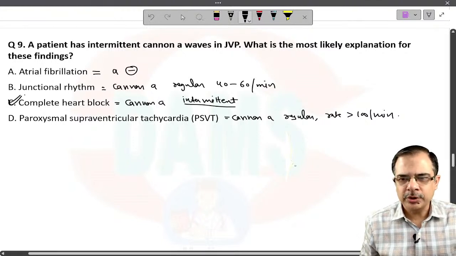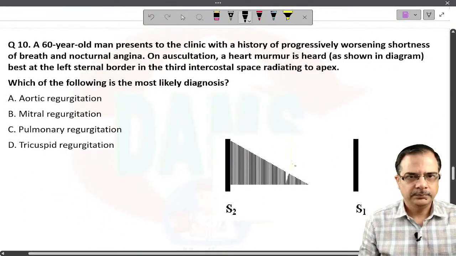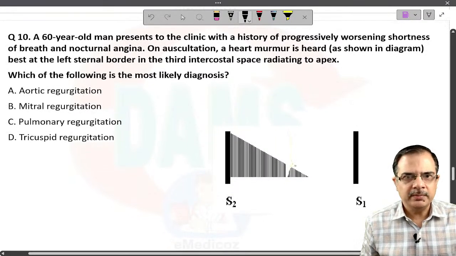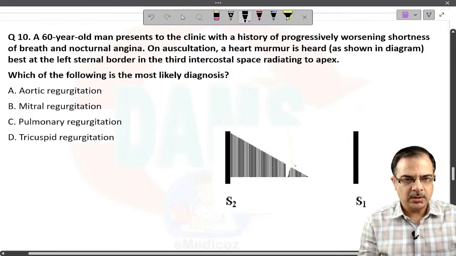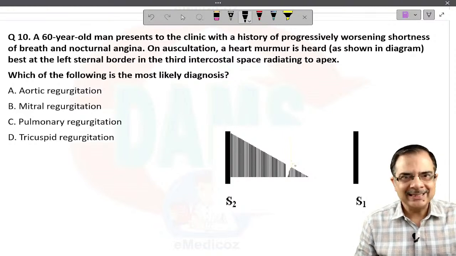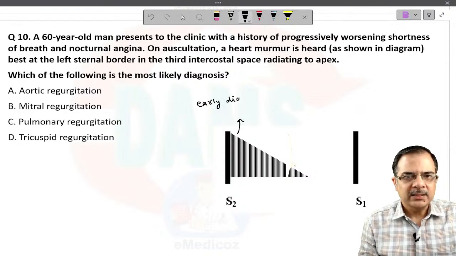Now, coming to question number 10. This is the murmur diagram which is given to you, and these days murmur diagrams are given. Questions on murmurs are frequently coming. So let's see which type of murmur is present here. This murmur, as you can see, is coming in the diastolic phase, just starting at S2. So this murmur is an early diastolic murmur.